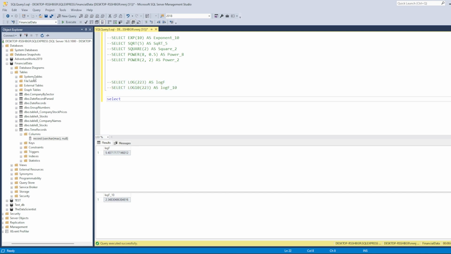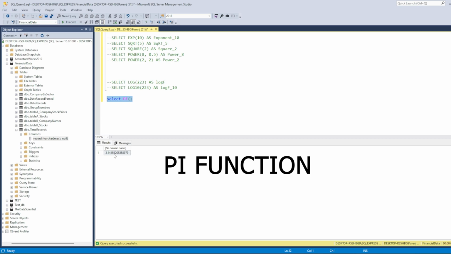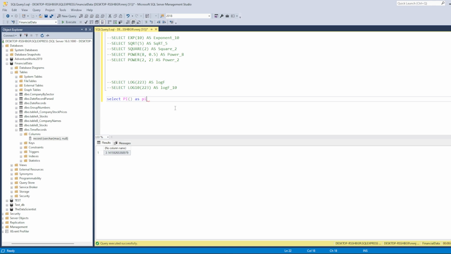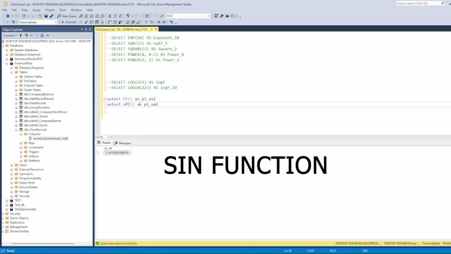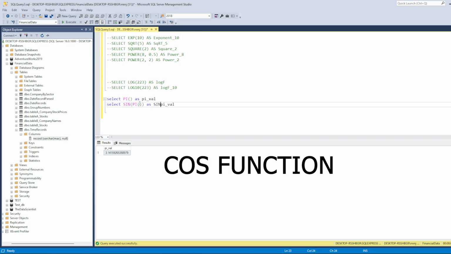Then we have pi. Everyone knows what pi is. We don't pass anything as input. So the value of pi is 3.14159. Right, as pi. Then we have, let's say, sine. Now let's do a different approach. You can use sine as well. So sine of pi, then cos, then we have tan.